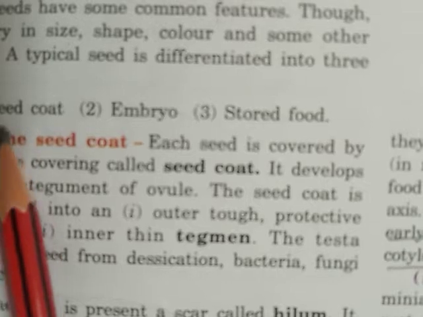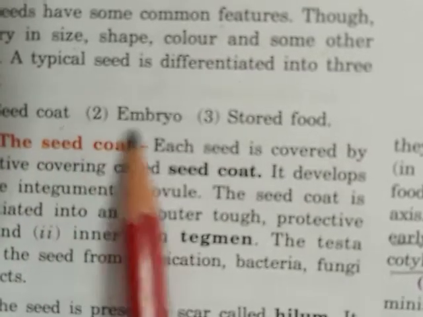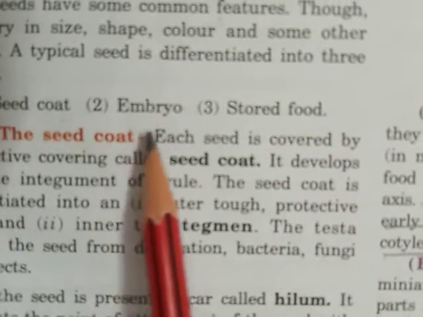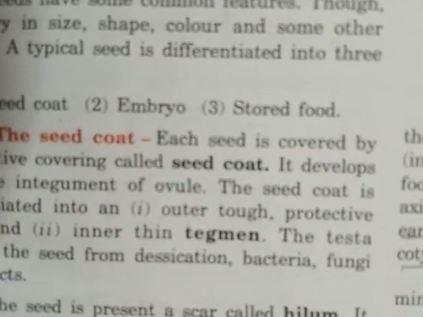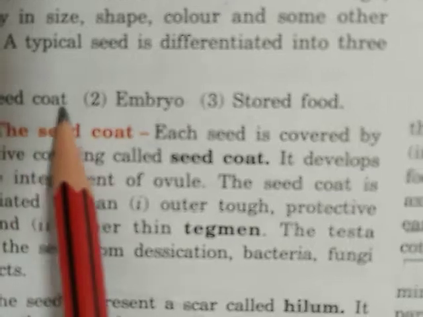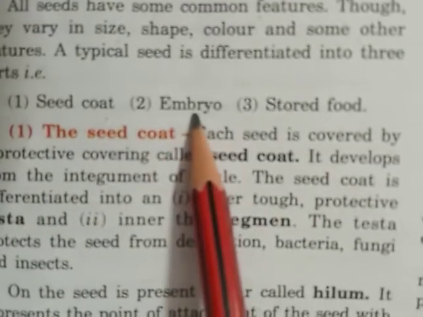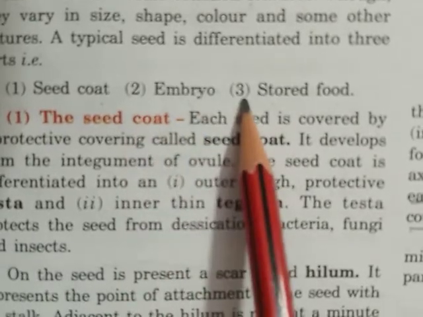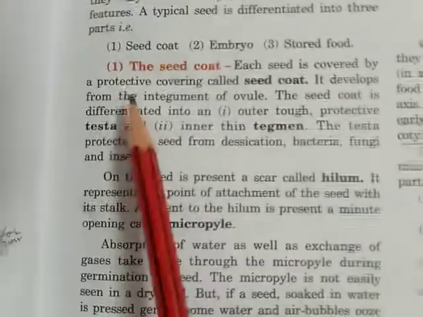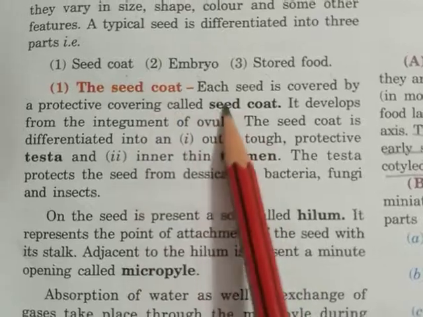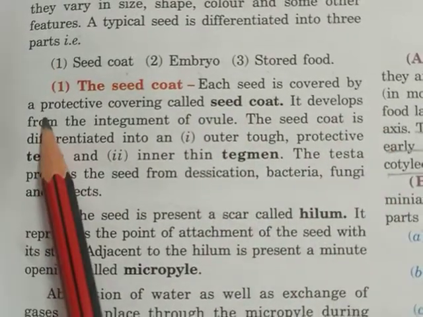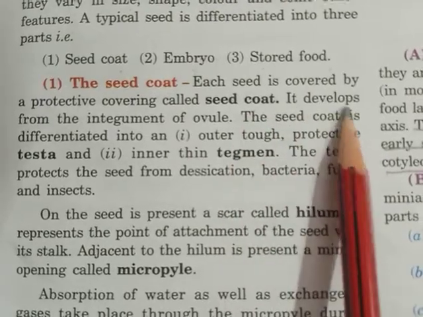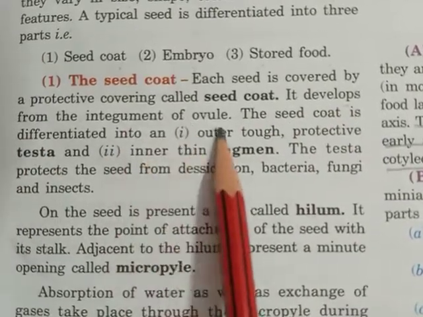A typical seed contains a seed coat, embryo, and stored food. So the seed is differentiated into three parts, that is the seed coat, embryo, and stored food. So these are the three parts of a seed. Now we'll see the seed coat. Each seed is covered by a protective covering called the seed coat. It develops from the integuments of the ovule.